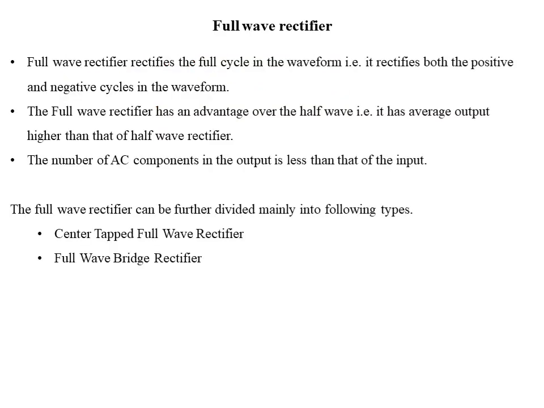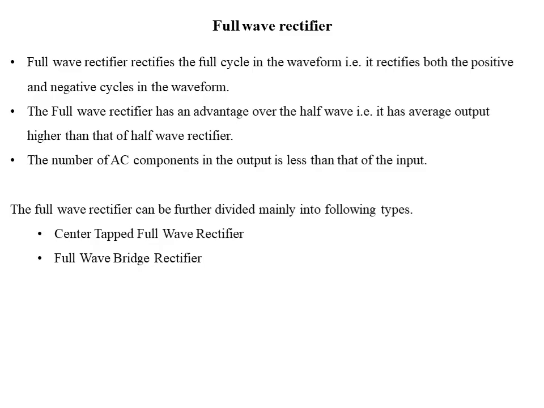Full wave rectifier. A full wave rectifier rectifies the full cycle in the waveform. That is, it rectifies both the positive and negative cycle in the waveform. The full wave rectifier has an advantage over the half wave rectifier. That is, it has an average output higher than that of the half wave rectifier. The number of AC components in the output is less than that of the input.